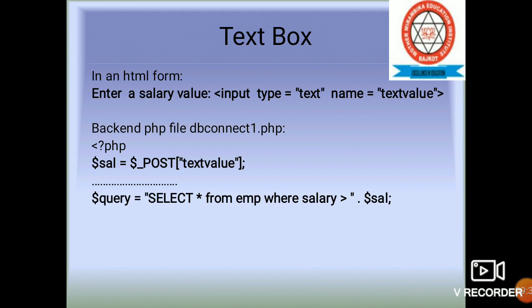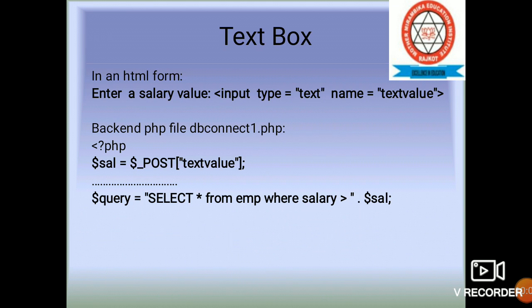Here the HTML code is given. Enter a salary value, input type equals text, and mark the text box name. Here we have given the name text value. Next, in the PHP script, you have to write a statement like $sal. $sal is a temporary variable that holds the salary value. You can take any name you want.